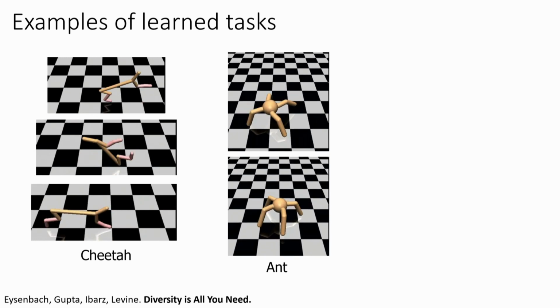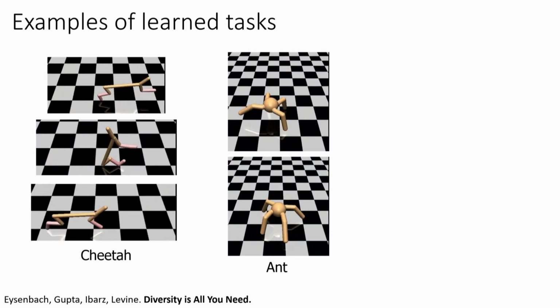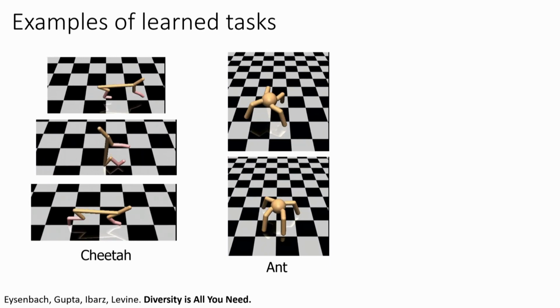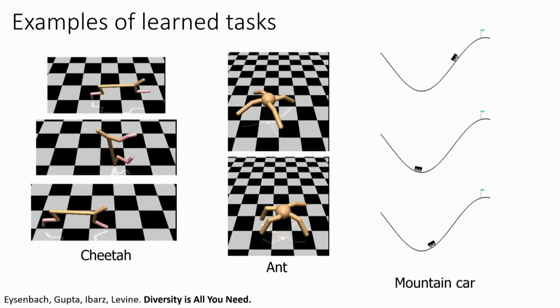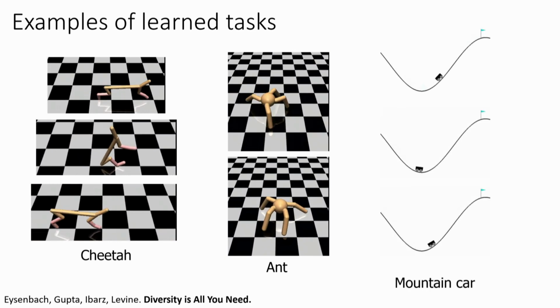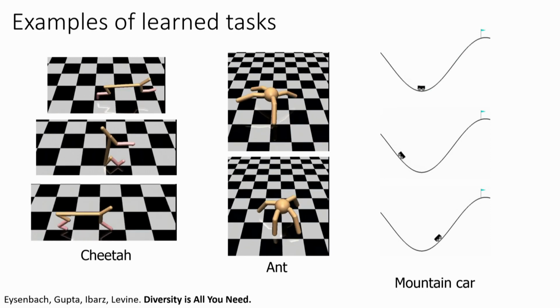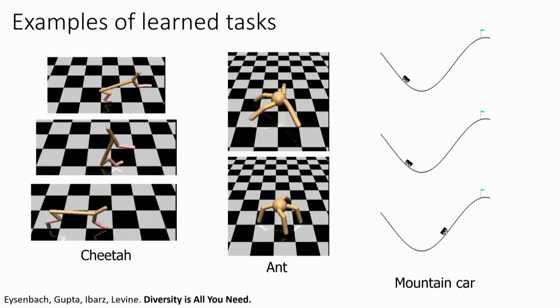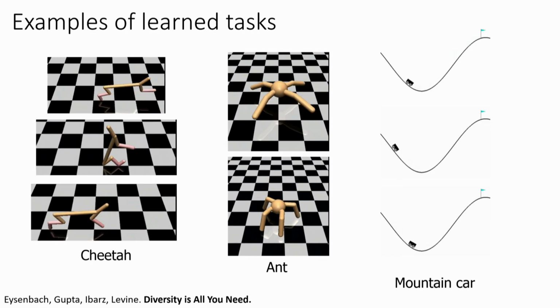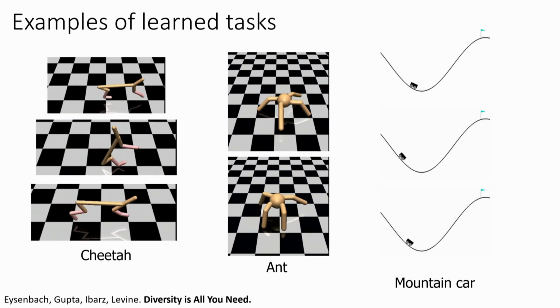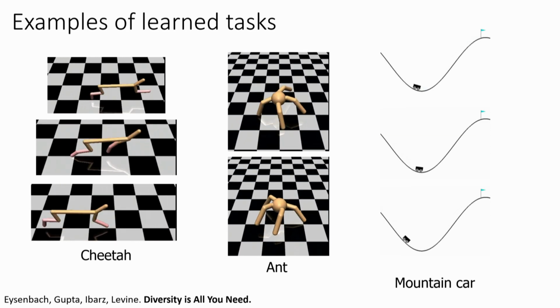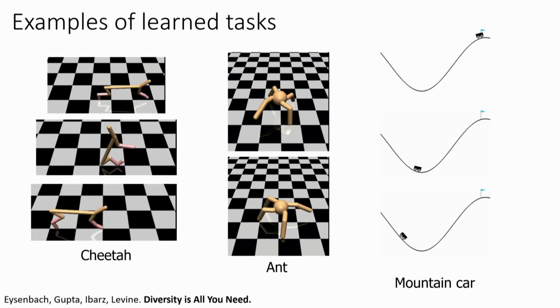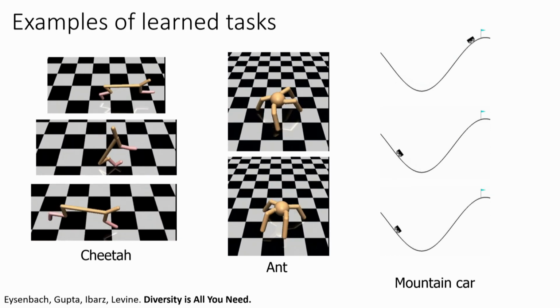Here's the same thing with the ant. So the ant kind of wiggles and runs in different directions. And here's a kind of a canonical little toy task called a mountain car. For the mountain car, actually, some of the skills that are learned just outright solve the task. So if you look at this top one, it actually figures out that getting to the top of the mountain is one of the things it can do. That's easy to distinguish from all the other things it could do. OK. Any questions about this?